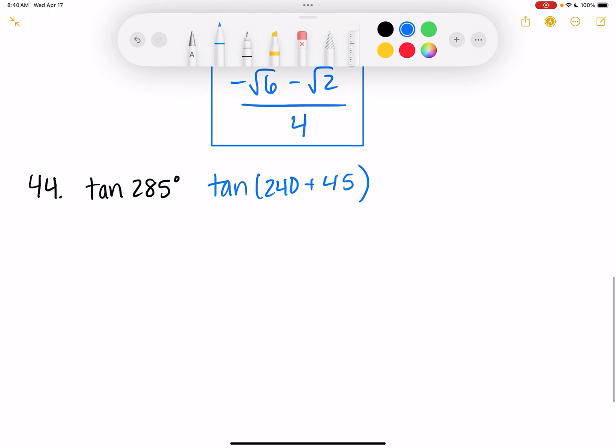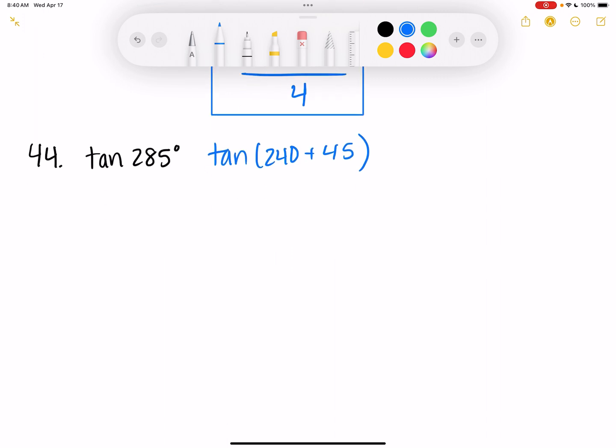All right, so using the formula for tangent, I need that. So we've got the tangent of 240, same sign on top, so plus the tangent of 45, divided by 1 minus, because opposite sign on the bottom, tangent of 240 times tangent of 45.